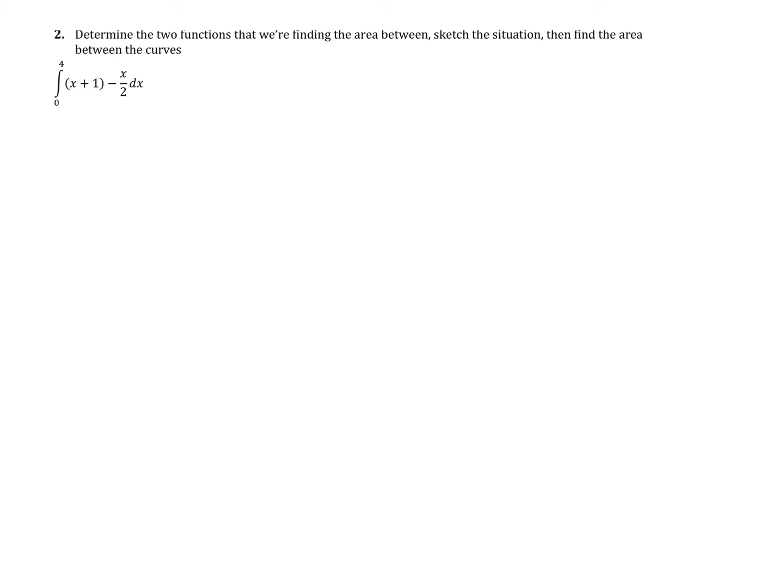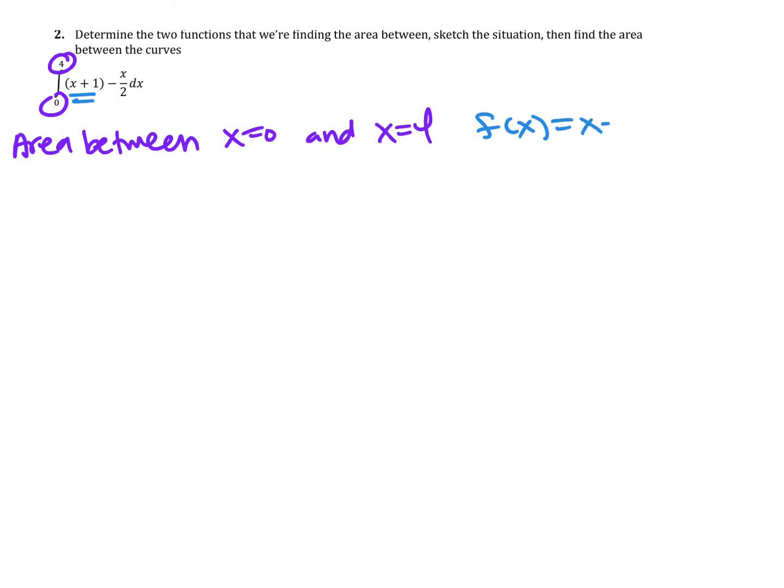So thinking about what we just did, our bounds tell us that we're looking for the area between x equals 0 and x equals 4 of the two functions that we're finding the area of here. Here's our first function, so I'm going to say f of x equals x plus 1, and g of x is our second function, x over 2, which we could also write as 1/2 x. Now remember, we're supposed to be subtracting the big function minus the smaller function, so the functions are both positive in this case, not negative, even though we see negative x over 2.